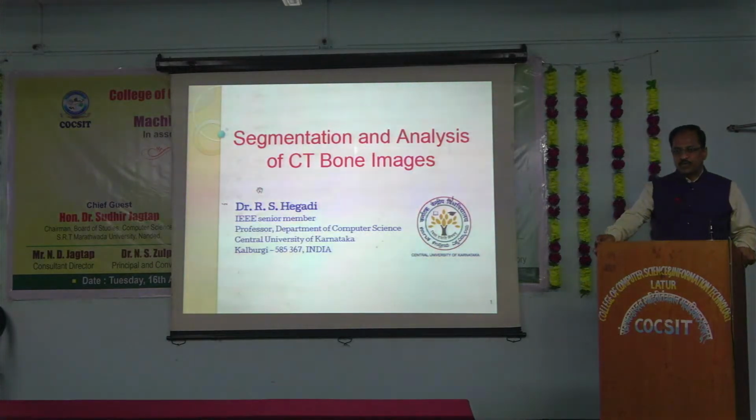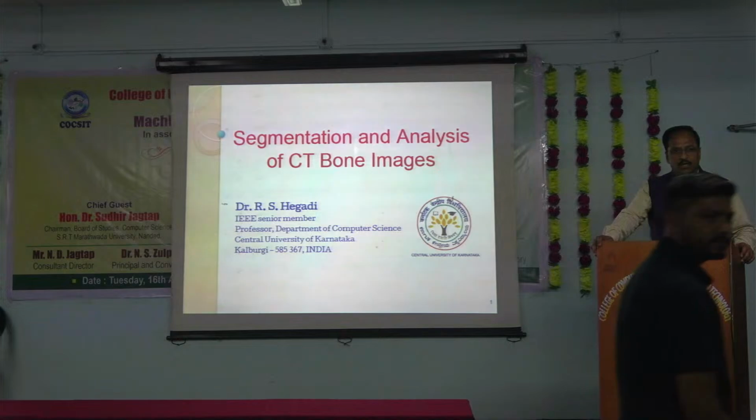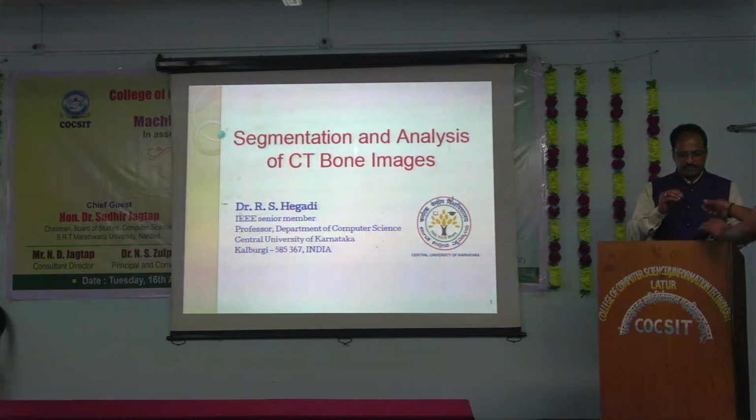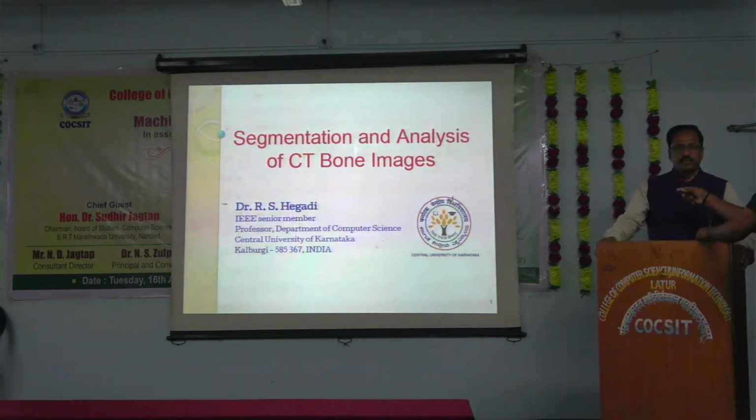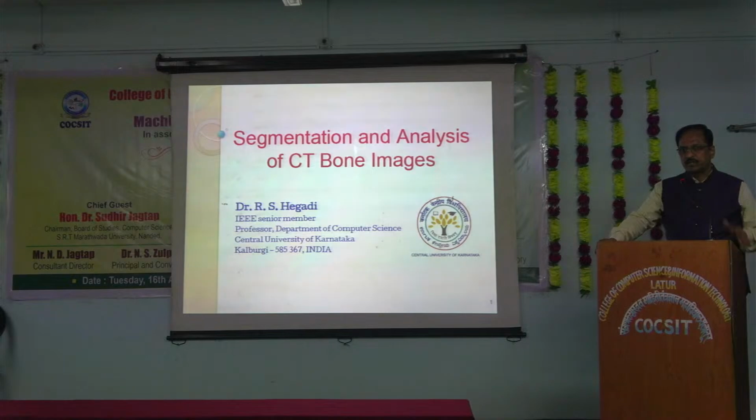One project is going on. I will brief about this project at the end, on orthopedic simulator development, device development. So later I will discuss more about this project. As a part of this, one of my PhD students worked on database development for the orthopedic simulator. It was a CT image database.